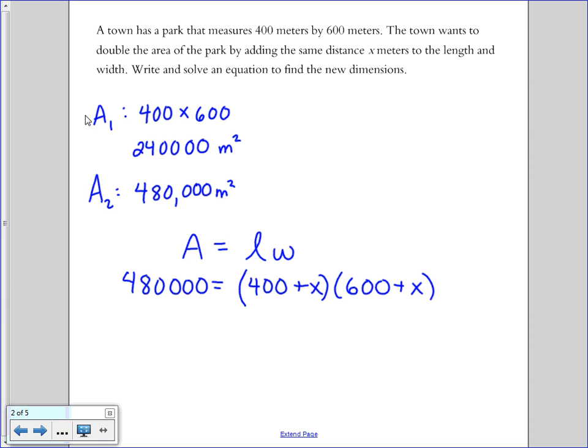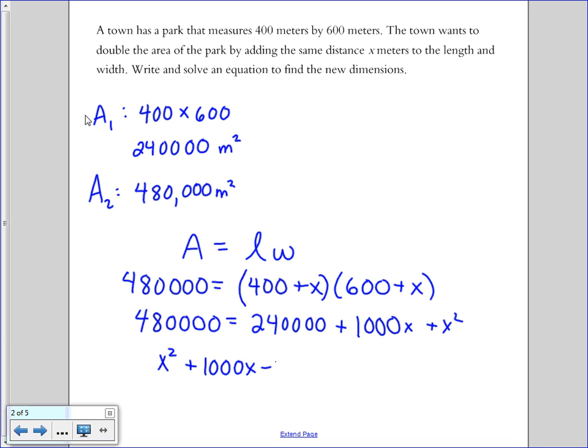And then this equation is going to be a quadratic equation that can be solved by factoring, although the numbers are fairly large. So we FOIL the two binomials together. Plus 400x plus 600x is going to be plus 1000x plus x squared. Subtract the 480,000 from both sides, and I'm going to rearrange this at the same time. Equals 0. And now we can solve this equation by factoring the left side.